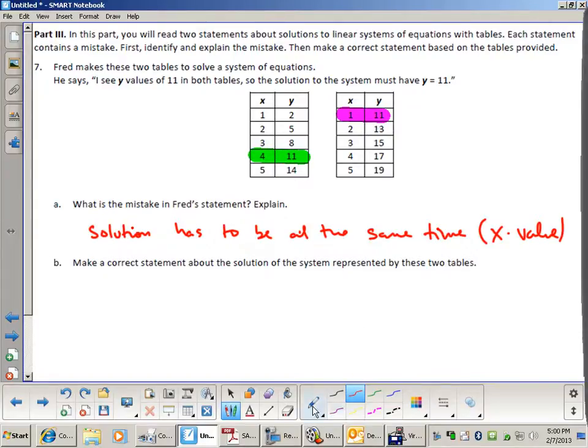So let's check it out. 2, 11, no. 5, 13, no. 8, 15, no. 11, 17, no. 14, 19. So what are we looking at here? Is this possible to solve at the same time? Okay, well, we have to evaluate.